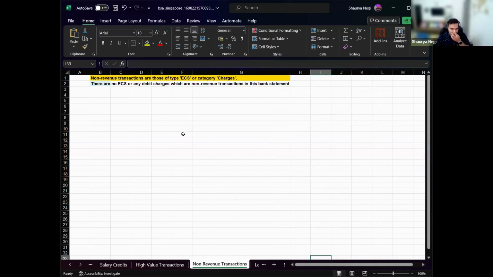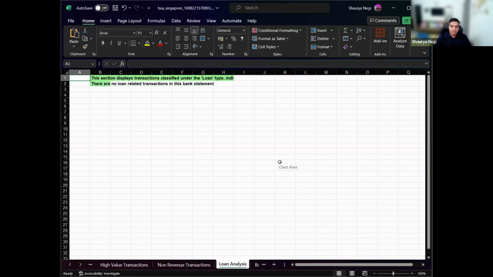Non-revenue transactions identifies financial activities with strategic importance, but no revenue. So any ECS charges or any debit charges which are not part of any revenue transaction are showcased here. Loan analysis basically showcases all the loan related transactions in a bank statement. This particular bank statement did not have any loan related transactions.